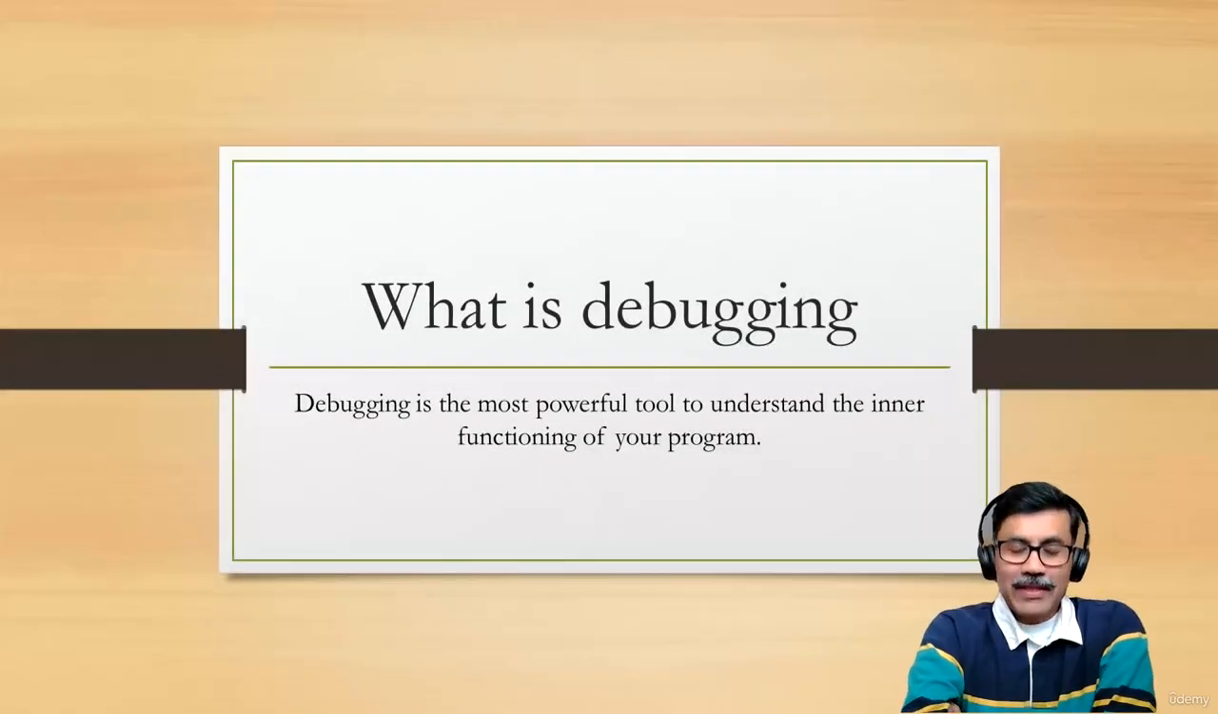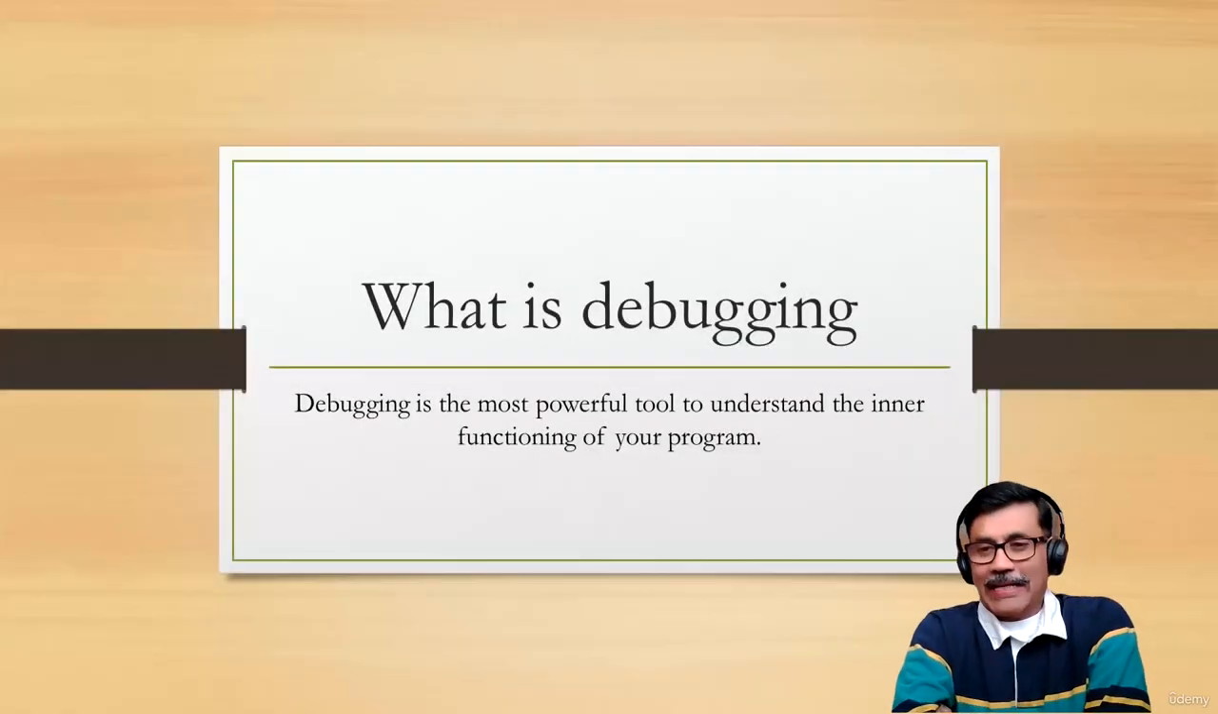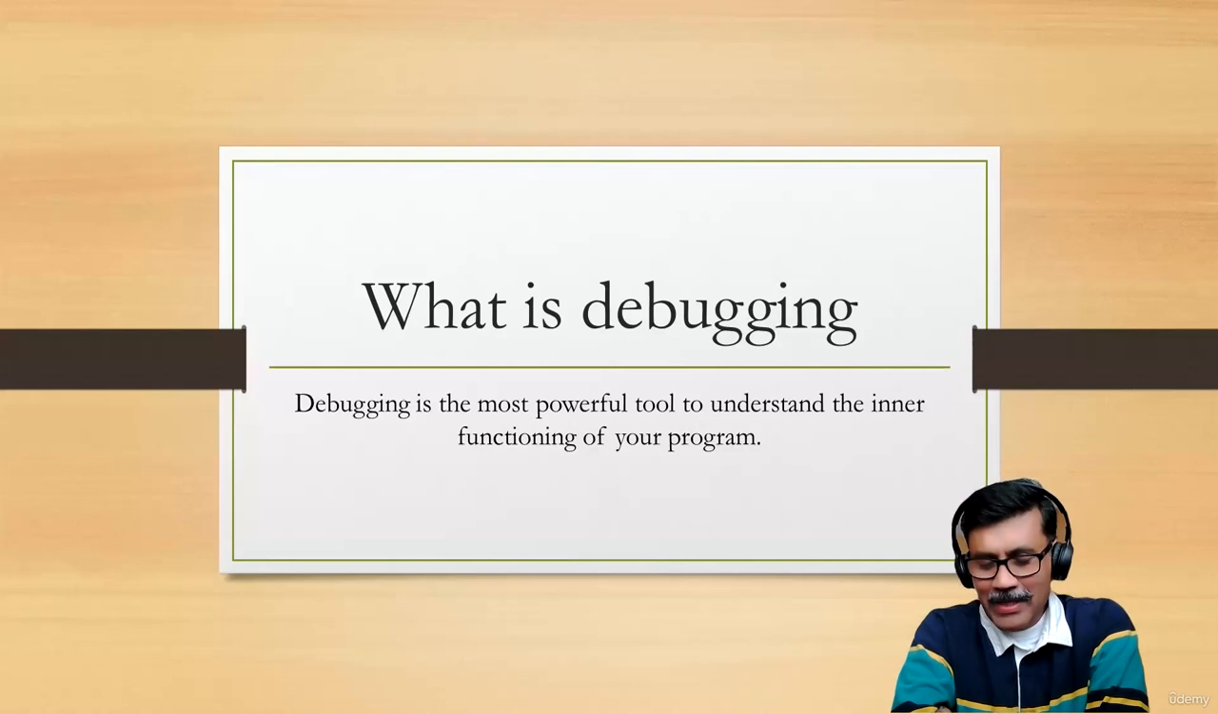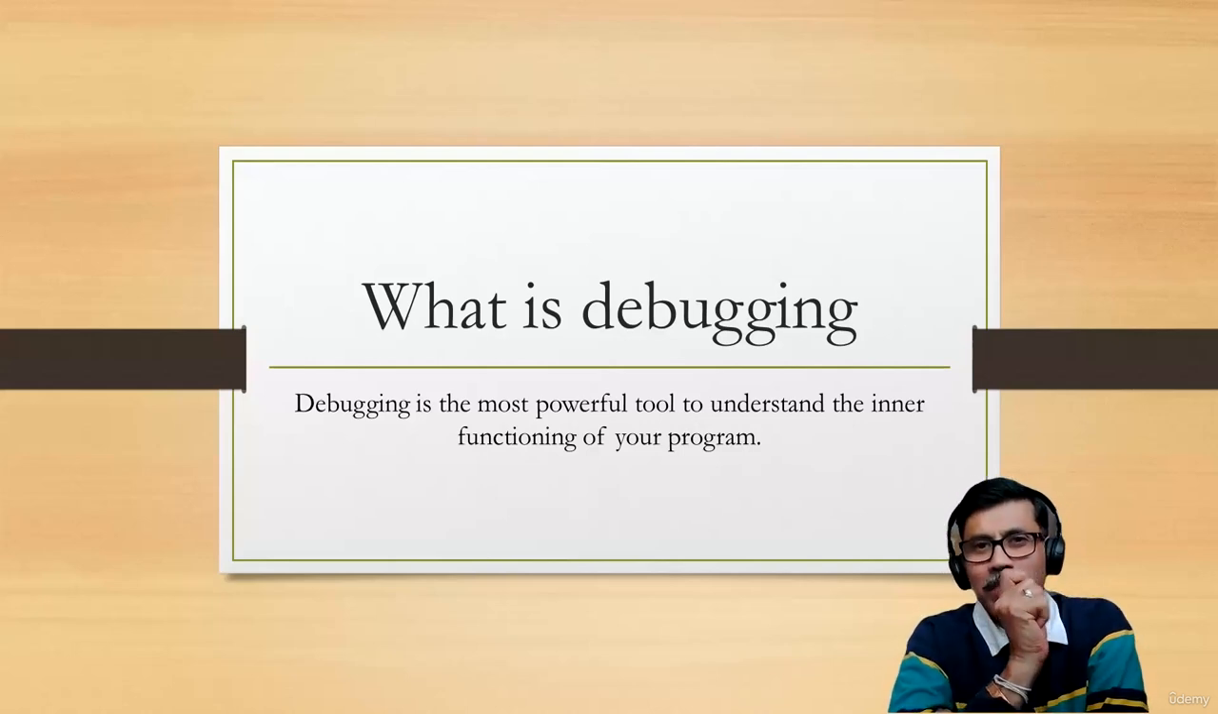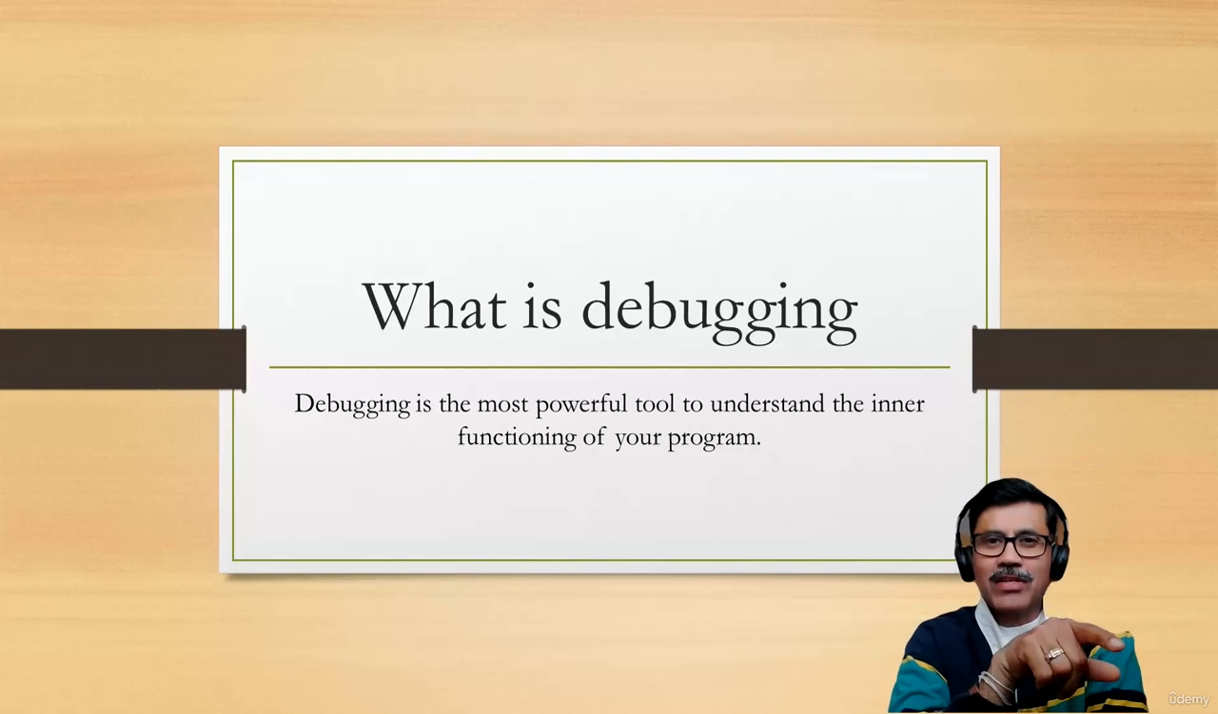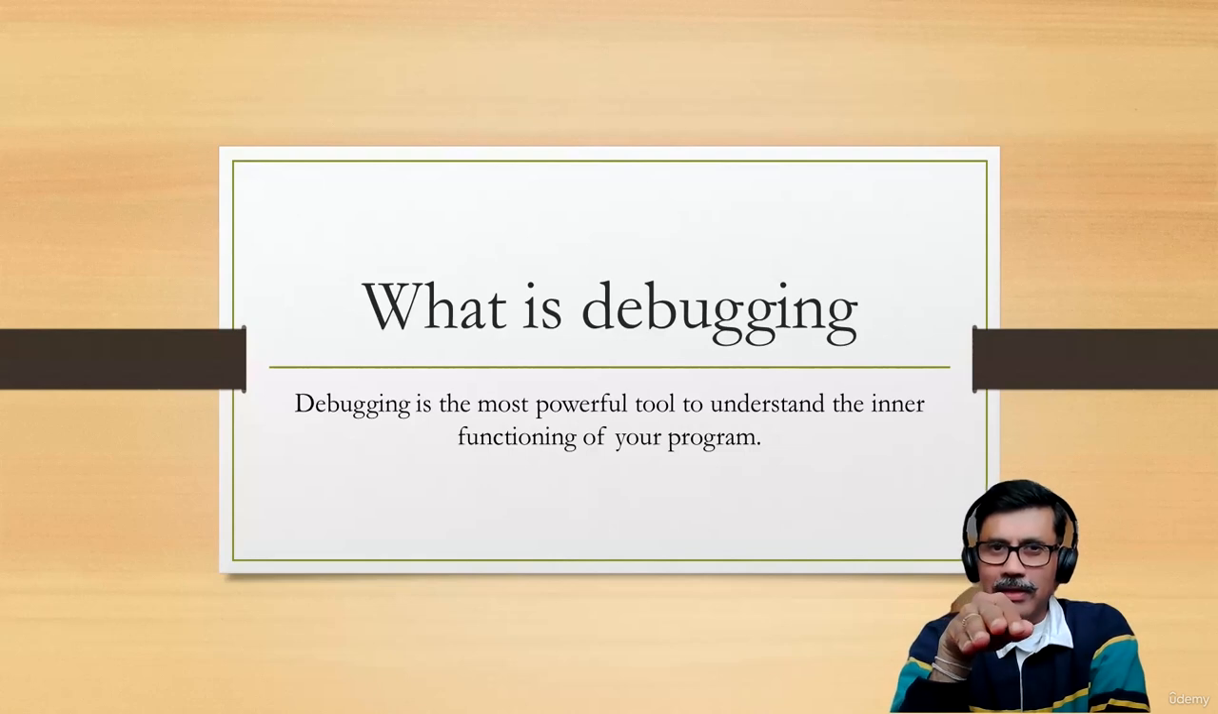Welcome back. In this video, we're going to talk about debugging. What's debugging? Debugging is the most powerful tool that you as a programmer must master in order to become a strong programmer. There is no shortcut to it, right?